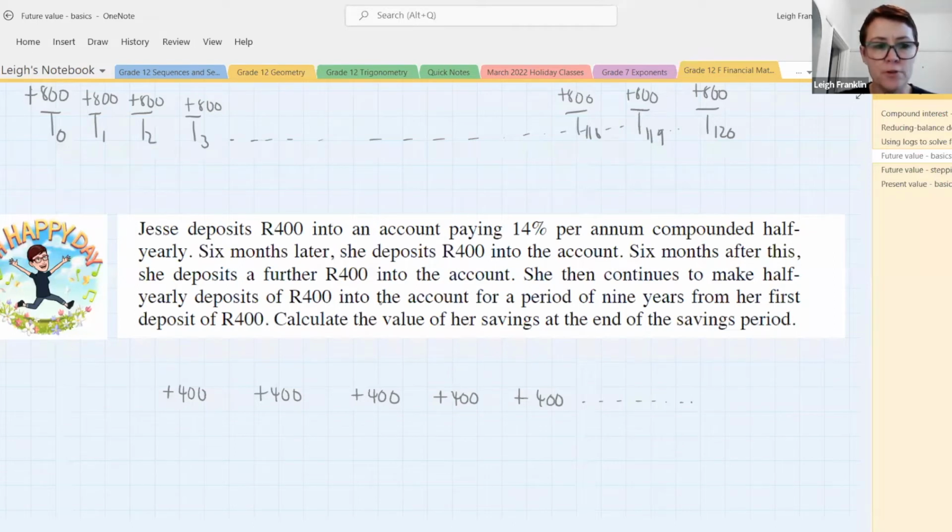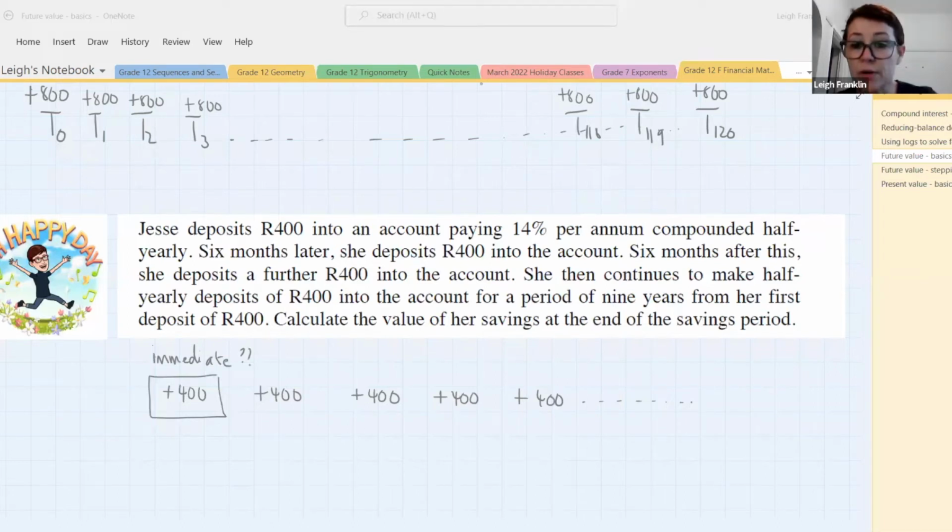Okay, so from her first deposit of 400 Rand, do we think that in this case, this is going to count as an immediate deposit? What do you think? Yes, you can attempt it first. Okay, you want to attempt it alone. All right, that's fine. Go for it. Attempt it by yourselves, and then we can talk about it.